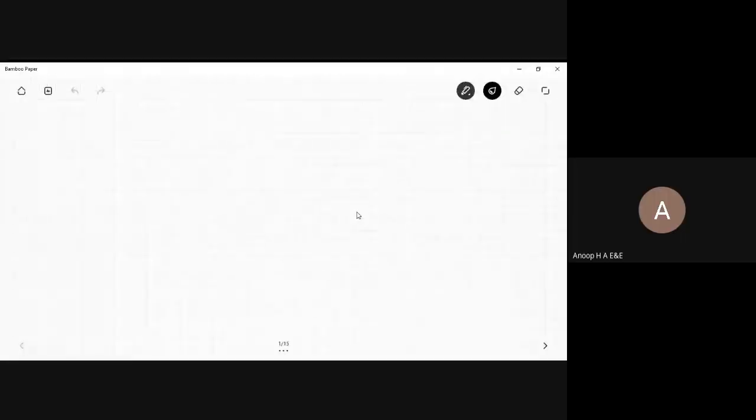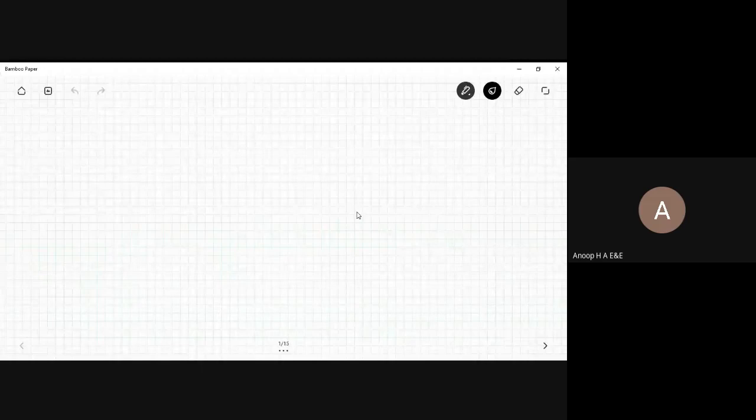Is the whiteboard visible? Yes, right? Okay. Yeah, so the whiteboard is visible.